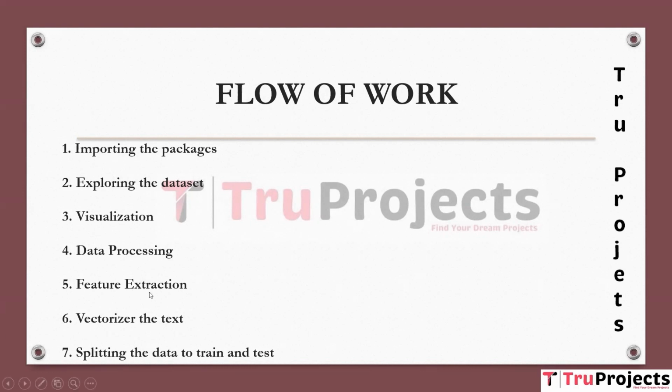Next one is feature extraction. In this module, feature extraction is the process of transforming text data into numerical features that machine learning algorithms can understand. Techniques like TF-IDF or count vectorization are commonly used here. The next module is vectorizer text. Here, this step involves converting the pre-processed text data into numerical vectors using the chosen vectorization technique, which is TF-IDF or count vectorization. The seventh one is splitting the data into train and test. The data set is divided into two parts, which are training set and testing set. The training set is used to train machine learning models, while the test set is used to evaluate their performance.